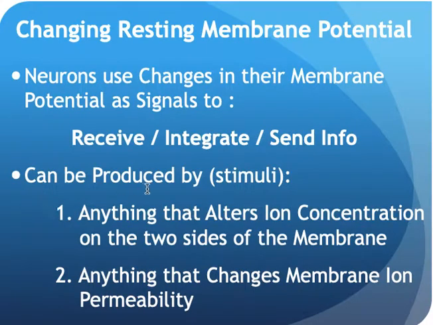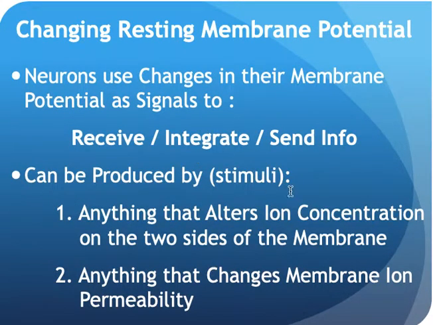Okay, so it can be produced by stimuli, right? So a stimulus is going to be anything that changes that environment. So it's going to be anything that alters ion concentration on the two sides of the membrane, or anything that changes the membrane ion permeability. So these are the two things that help us maintain that negative 70.